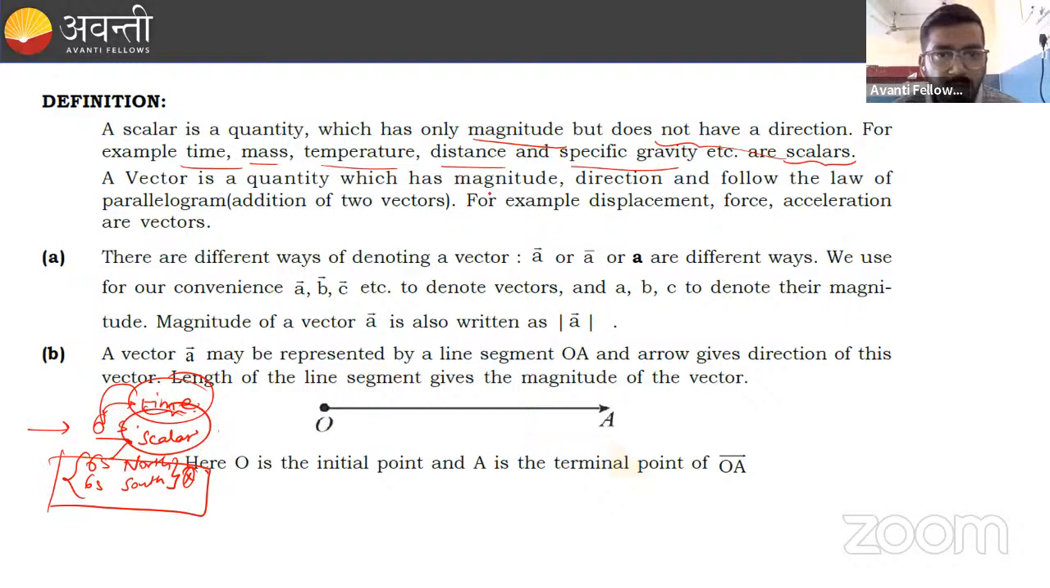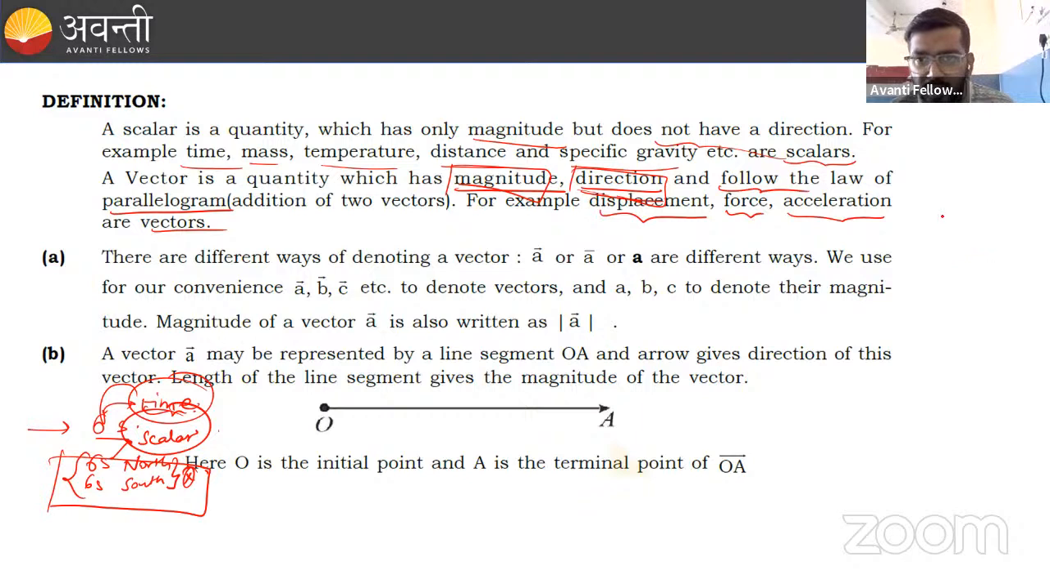A vector has magnitude, direction, and follows the law of parallelogram addition of vectors. For example, displacement, force, acceleration are all vectors. So how do we understand the magnitude and direction? Let's understand what is magnitude and direction, and then we'll study the law of parallelogram of addition.